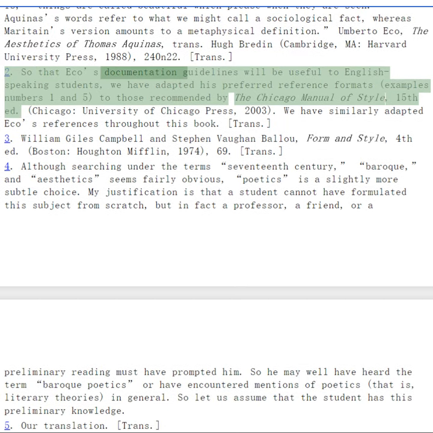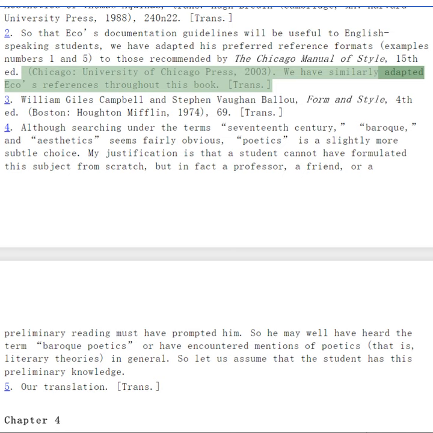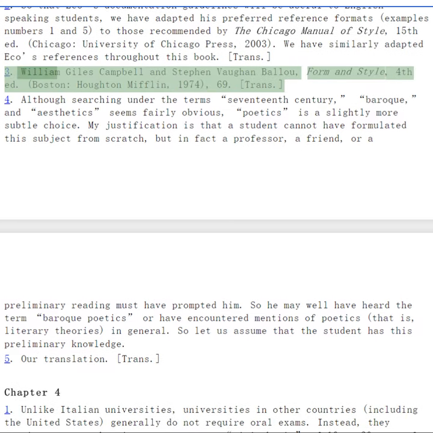2. So that Eco's documentation guidelines will be useful to English-speaking students, we have adapted his preferred reference formats to those recommended by the Chicago Manual of Style, 15th ed. We have similarly adapted Eco's references throughout this book. 3. William Giles Campbell and Stephen Vaughan Ballou, Form and Style, 4th edition, 69.